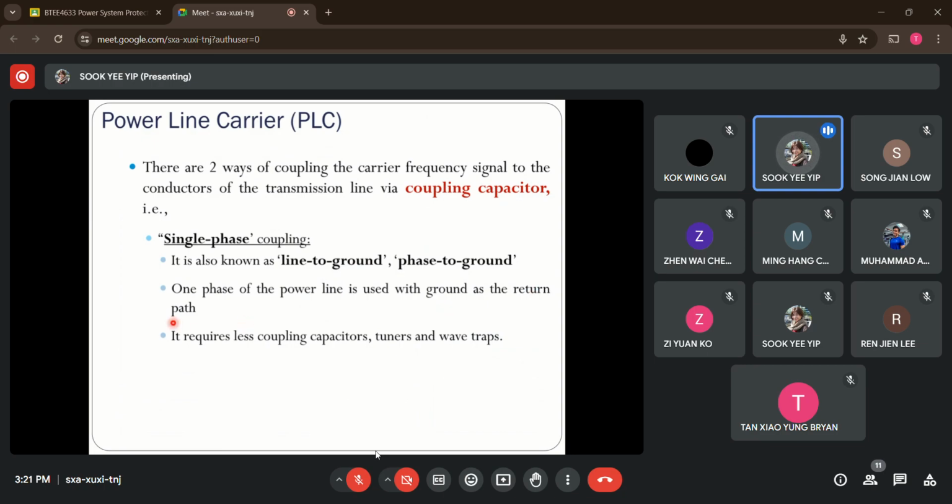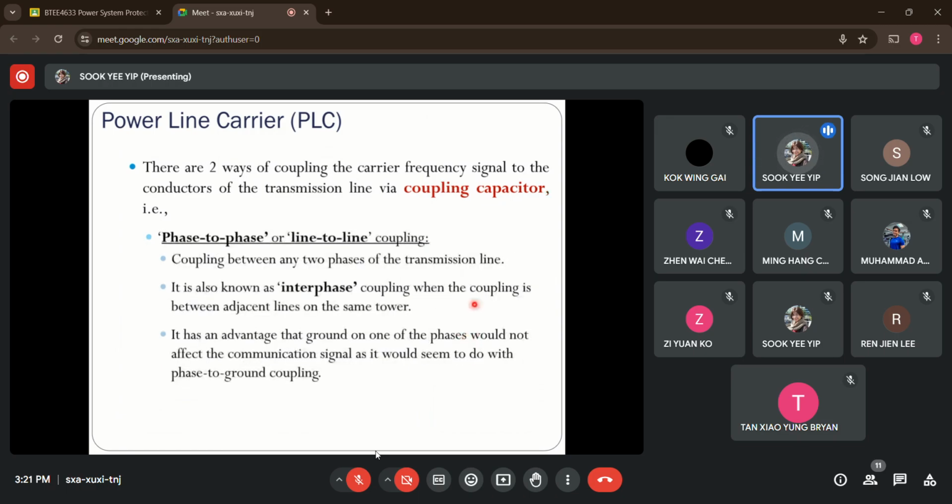So we have single phase coupling to couple the high frequency signal into this one phase of the transmission line. Because we are only using one phase, fewer components are needed. For example, the coupling capacitor, the line tuner, as well as the line trap, only one set will be enough for each side of the transmission line. So this is what we have as single phase coupling.